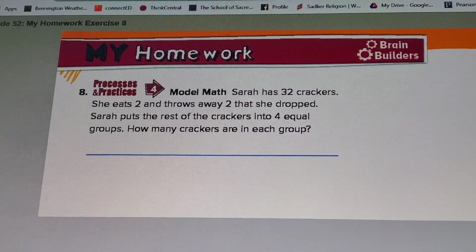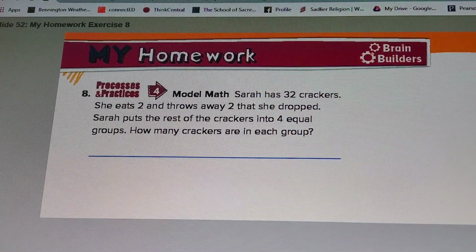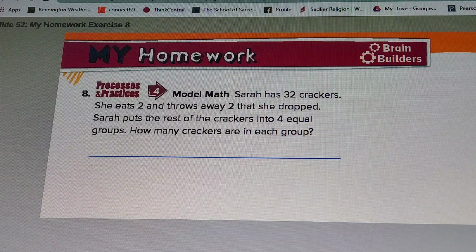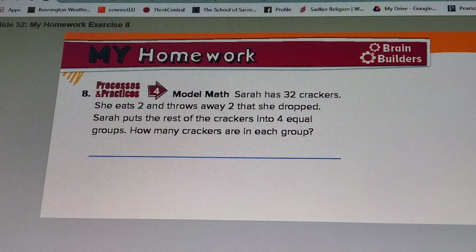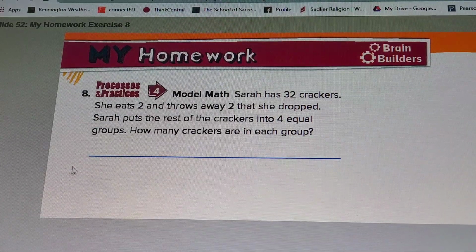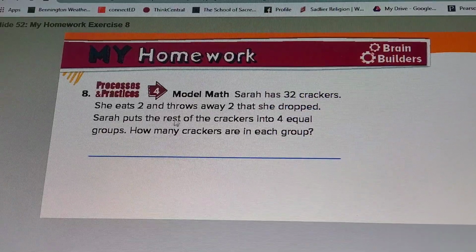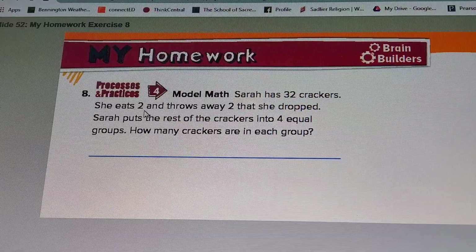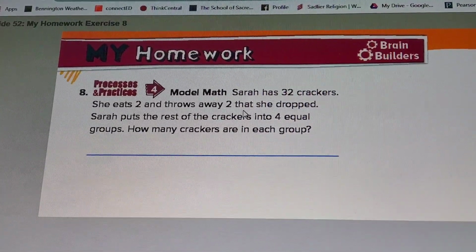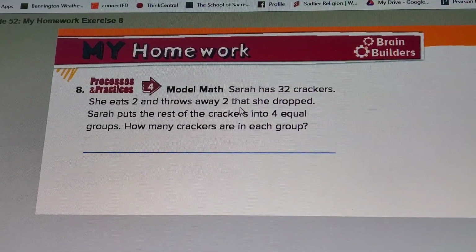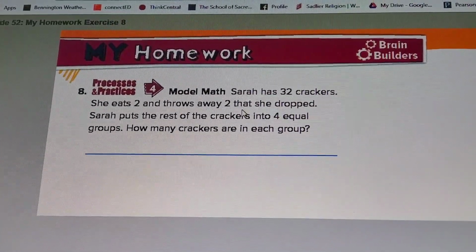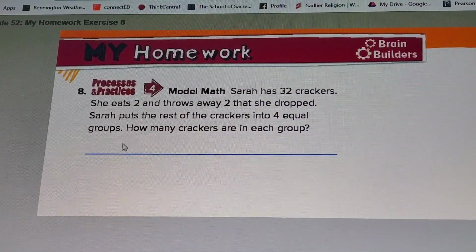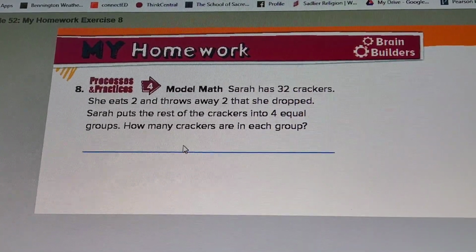Number 8. Sarah has 32 crackers. She eats 2 and throws away 2 that she dropped. Sarah puts the rest of the crackers into 4 equal groups. How many crackers are in each group? Well, we no longer have 32 crackers. So first she eats 2. So 32 minus 2 is 30. And then she throws away 2 because she dropped them, which is the right thing to do. So 30 minus 2 equals 28. So she has 28 crackers and she's putting them into 4 equal groups.